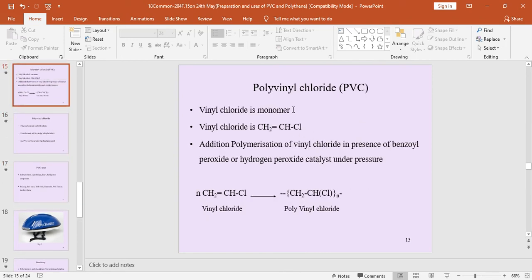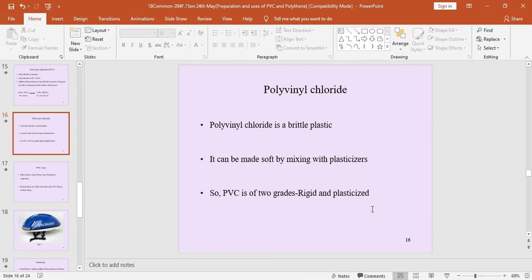See here, preparation of polyvinyl chloride, PVC. Vinyl chloride is the monomer, CH2=CHCl. It is the monomer formula. Addition polymerization of vinyl chloride in the presence of benzoyl peroxide or hydrogen peroxide catalyst under pressure. We are using a catalyst for this reaction. So here is the reaction: n CH2=CHCl gives -CH2-CHCl- in n number of molecules. This is called PVC preparation. Polyvinyl chloride is a brittle plastic. It can be made soft by mixing with plasticizers. So PVC is of two grades, rigid and plasticized.